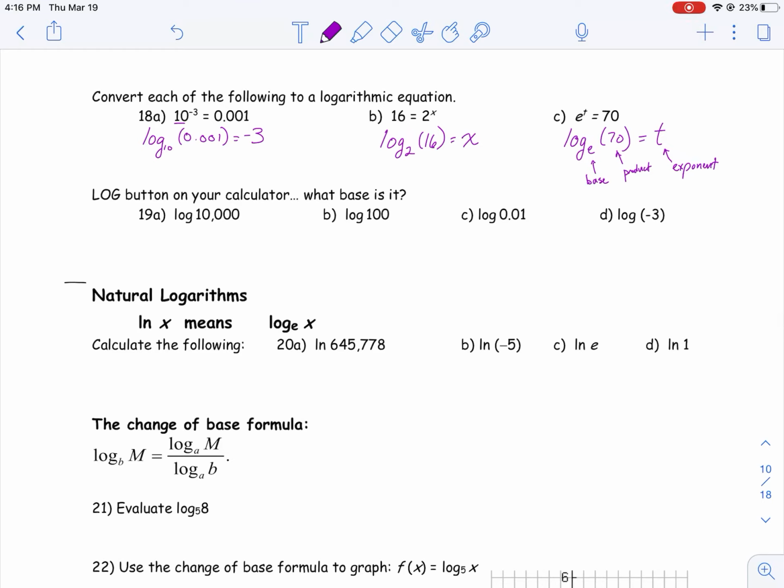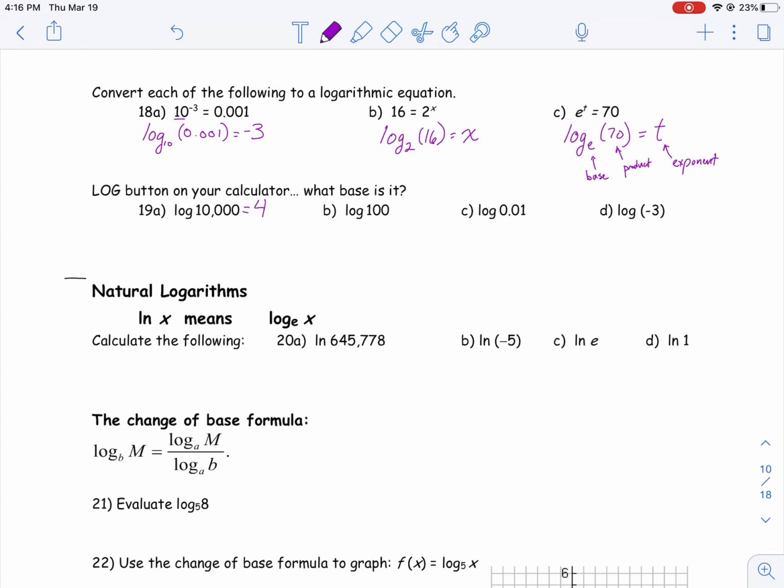Now, some of you are thinking, I know there's a log button on my calculator. What does it do? Well, just use it. Type log 10,000. If you have the TI, the log is next to the 7 button. If you type it in, you get 4 here. Log 100. Type it in, you should get 2. Log of 0.01, you should get -2.